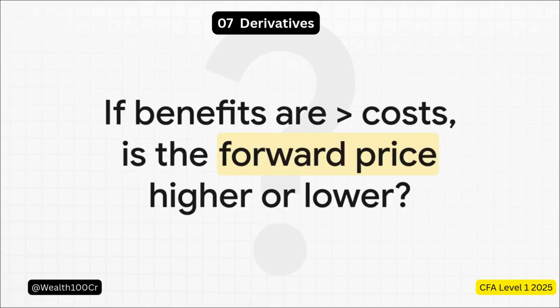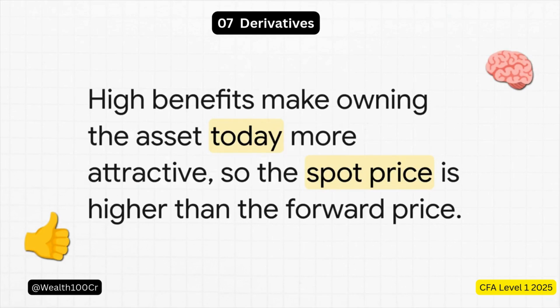Okay, last question now. Think back to our cost of carry, our cow and our sack of rice. If the benefits of owning something, like getting milk from the cow, are greater than the costs, will the future price be higher or lower than today's price? The answer is the forward price will be lower.